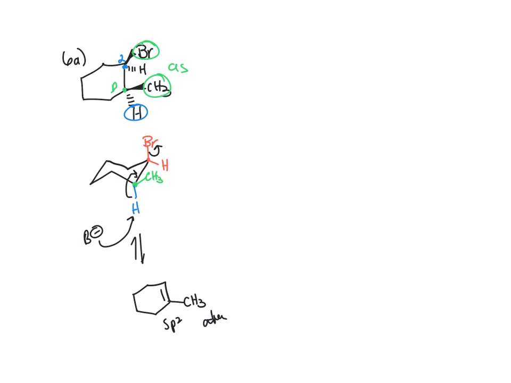Now let's do B. Oh, did it want both of them? If more than one product, predict the major product. Yeah, so that's the more substituted. This is the other product that can form.